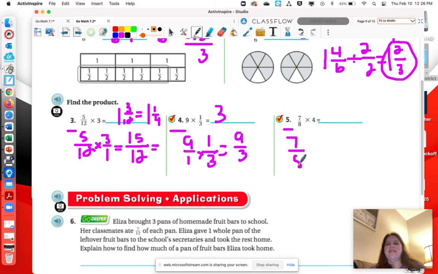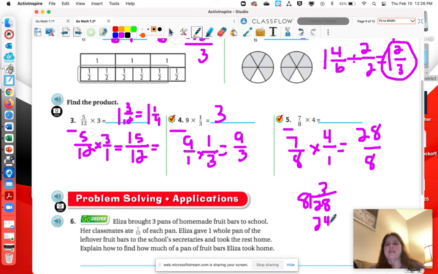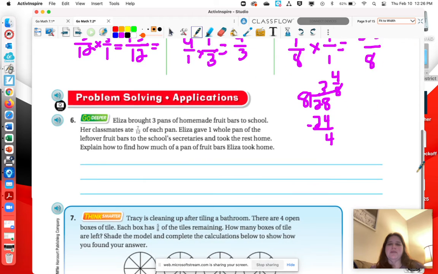And for the last one, 7/8 times 4 over 1. 7 times 4 is 28 over 8. And here's one of those bigger ones. When we divide, we're not going to get that 1 this time. You're going to get 3 and a 4, 3 and 4/8, which simplifies down to the best answer of 3 1/2. So that, boys and girls, were the ones you were supposed to do.